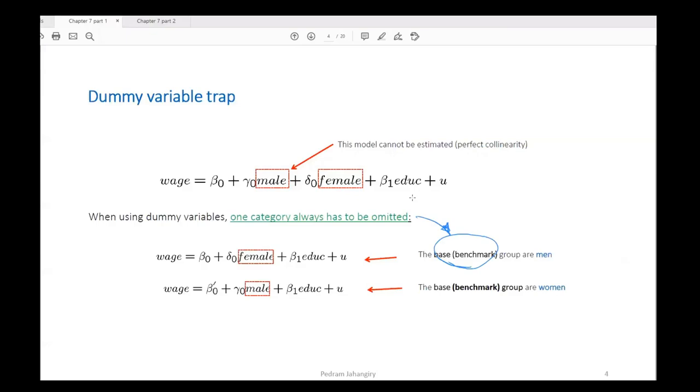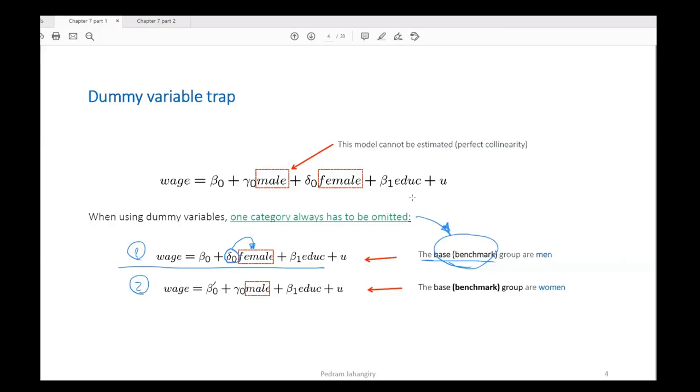Look at the model. Let's look at model number one. We have two classes, male and female. If in the model you see one of them is missing, that's the benchmark. So in model number one, what's the benchmark? Male, because I'm seeing female. In model number two, what's the base group? Female. Why do we call it base or benchmark? Because delta zero tells me on average how much more or less females are earning than males. Whenever we have dummy variables, we are always comparing to a benchmark group, and that base group is omitted from the classes.